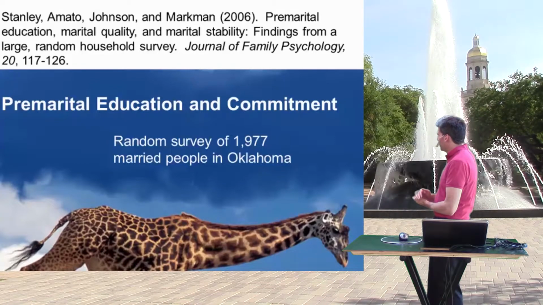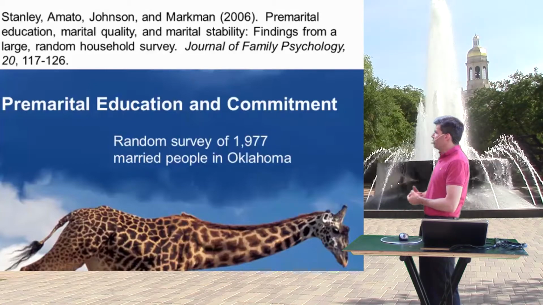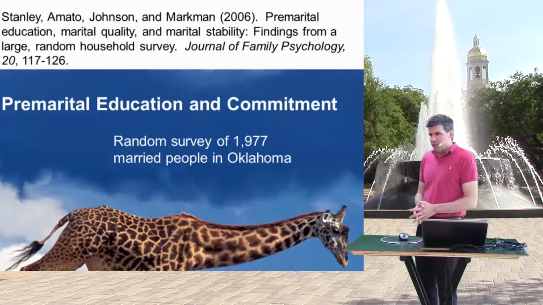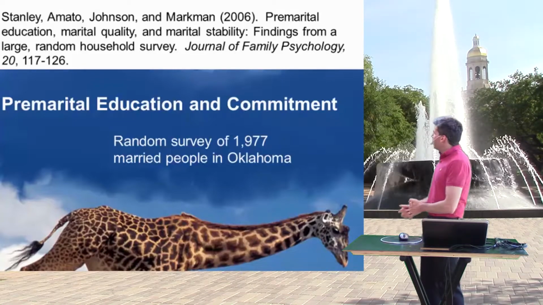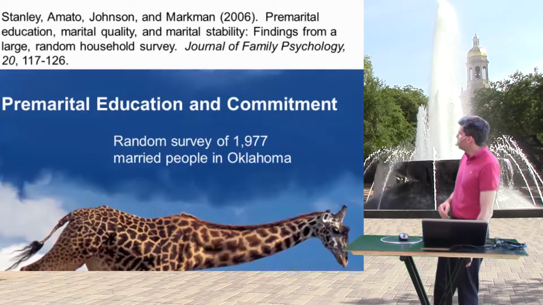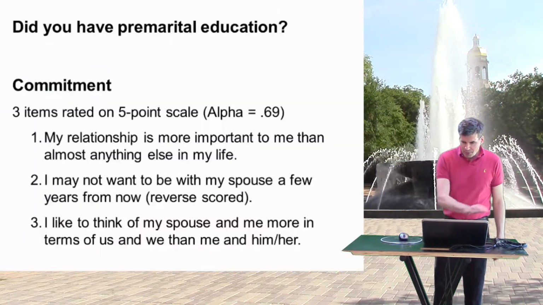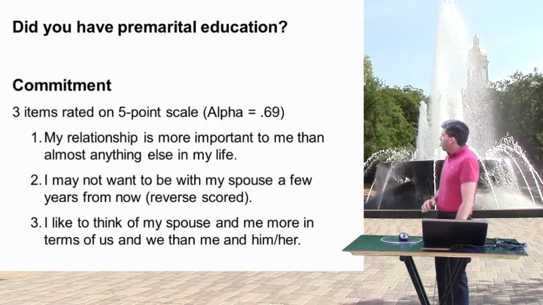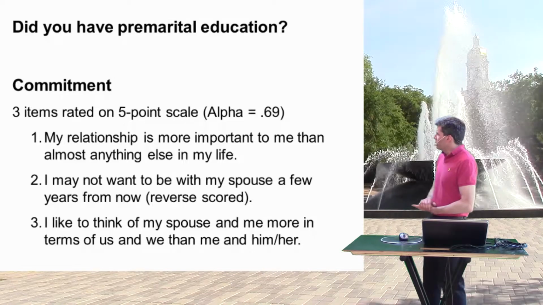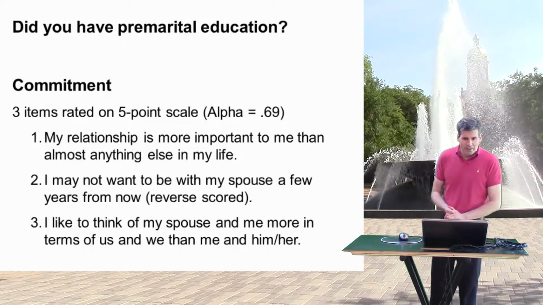This particular study was a situation where they were working with some people in the state of Oklahoma and arranged to do a fairly large telephone survey of 1,977 people, and these were all people who were married. And they just asked them a few simple questions, and so because it was a fairly short survey, they got a lot of people to participate and got a good representation of the population in that state.